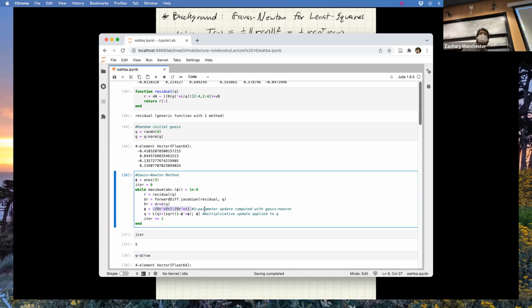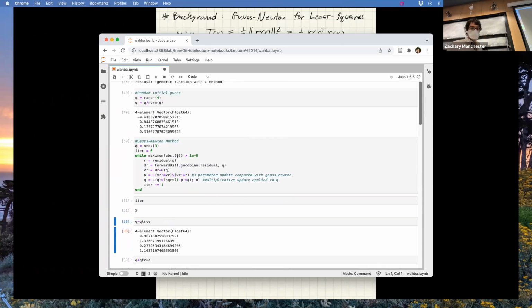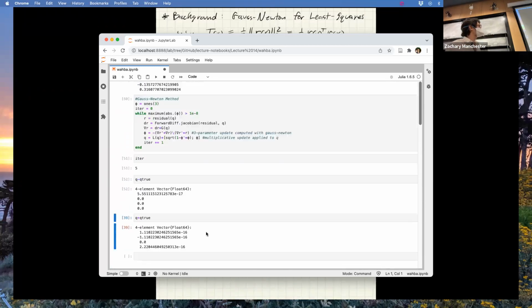You shouldn't do that in real life. That's bad. You guys probably know that. You should really use a QR decomposition, but for now, this is fine. And then we have our multiplicative update, like we just wrote down. So let's do it. Five iterations, and here's some potentially interesting stuff. You can see this is machine precision for the residual, which is me checking it.